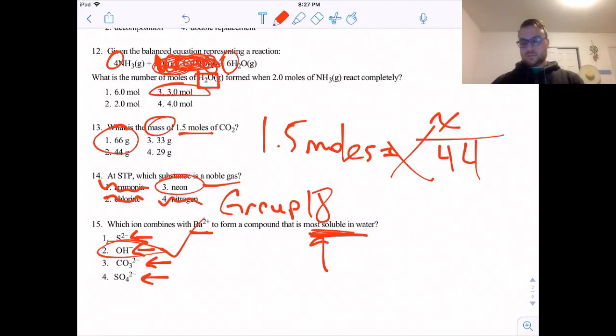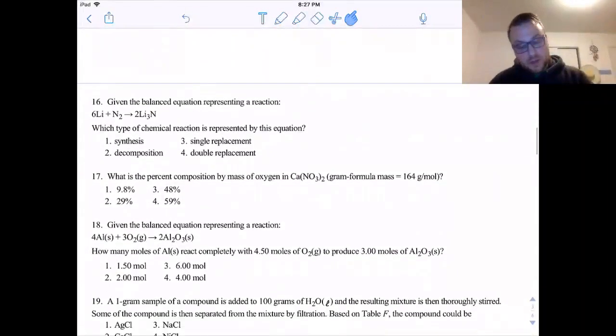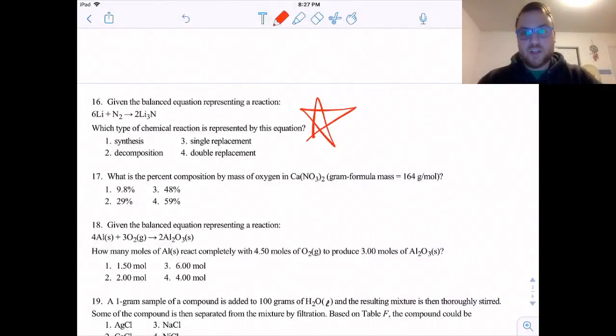All right. Another quick one. When you get questions like this on tests, especially in June on the Regents, these should be gimmies. Don't make a silly mistake on questions that are quick. What is this? Just identify it. Take a look. We got lithium. We got nitrogen. They're combining. That's synthesis.